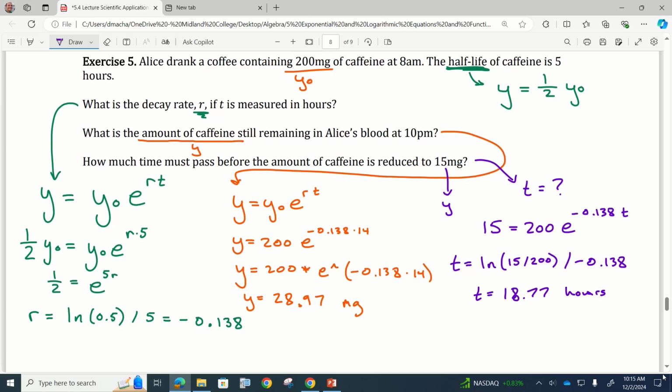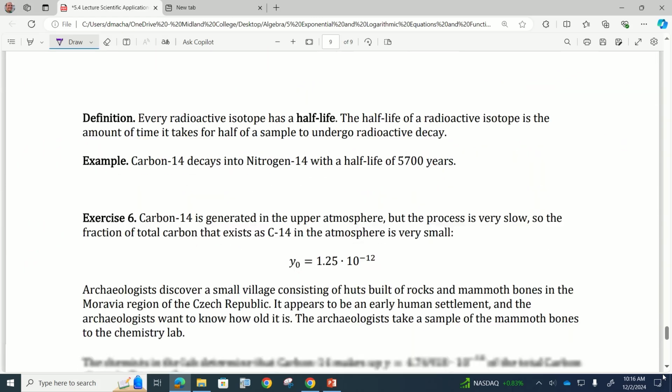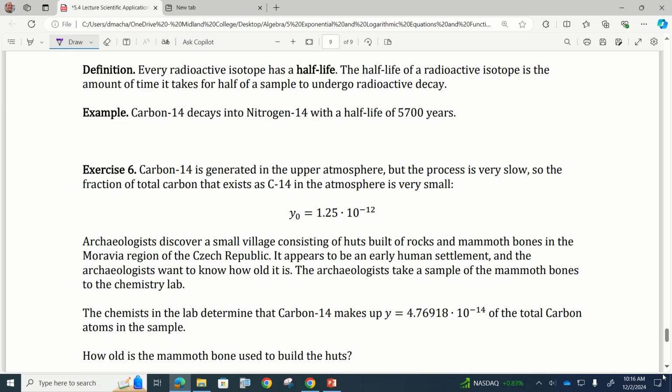Okay, any questions about this type of question? No? Once again, the hint is when you're searching for a variable in your exponent, then you have to take the natural log of both sides. Okay, last question for today.